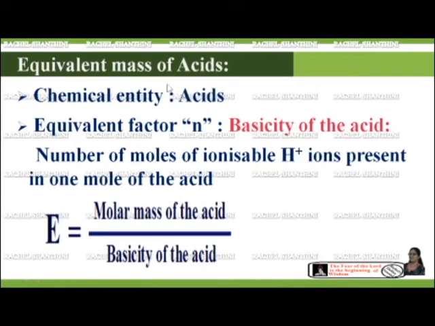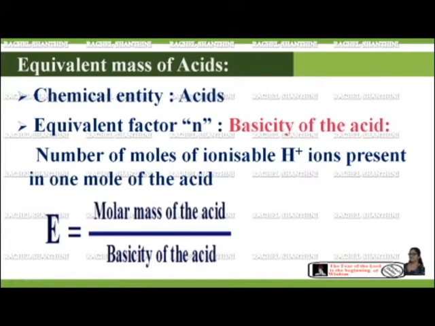Equivalent mass of acids. The chemical entity we use here is acid. For an acid, the equivalent factor N is the basicity of the acid. Basicity of the acid is the number of moles of ionisable H plus ions present in 1 mole of the acid. We know that the gram equivalent mass is equal to molar mass divided by the equivalent factor. So now let us find out the equivalent mass of an acid. The equivalent mass of an acid is equal to the molar mass of the acid divided by the basicity of the acid, which is the N factor of an acid.